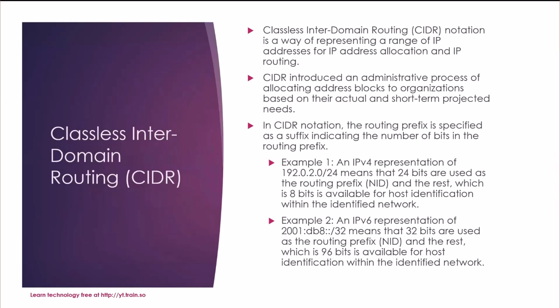Similarly, in IPv6 representation, /32 means that 32 bits are used as a routing prefix, and the rest, which is 96 bits, the total is 128, right? 128 minus 32 is 96, is available for host identification within the identified network.